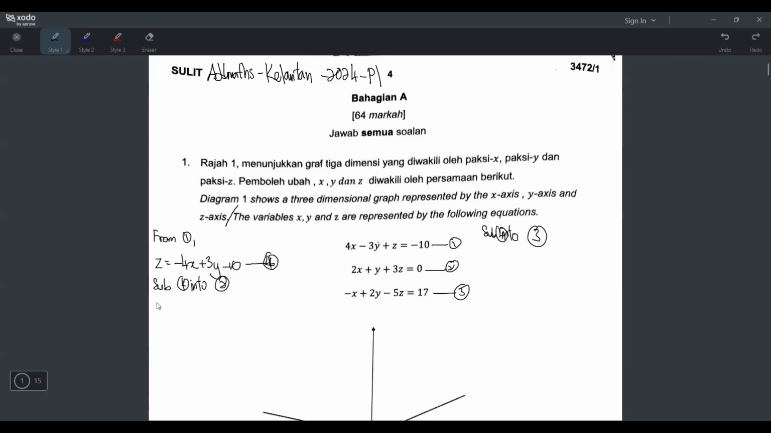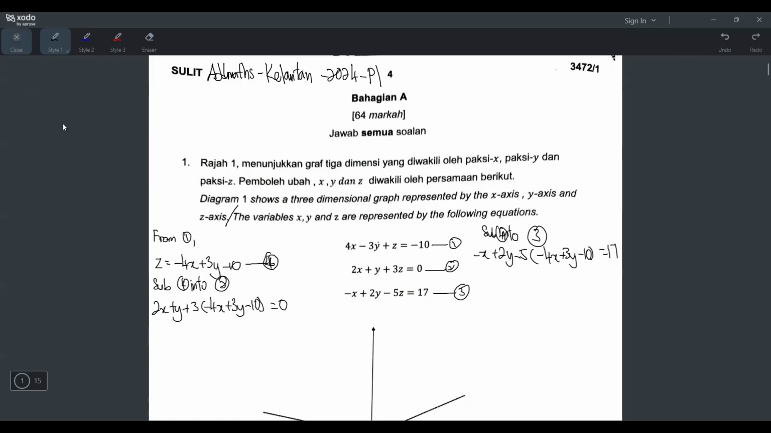When you sub 4 into 2, you have to look at equation 2: 2x plus y plus 3z equals 0, and for the z you replace it with negative 4x plus 3y minus 10. For the other one, sub 4 into 3, you look at equation 3: negative x plus 2y minus 5z equals 17, and for the z you sub with negative 4x plus 3y minus 10.